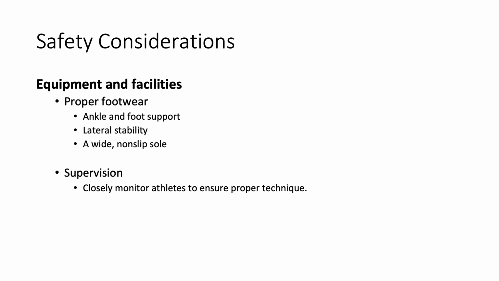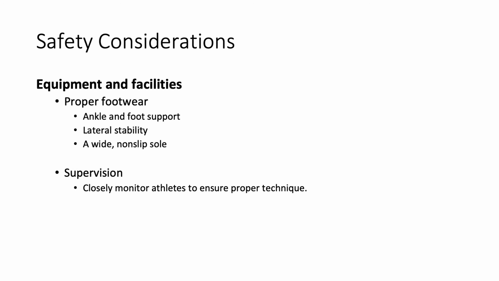Proper footwear is also important when performing plyometric exercise. Athletes should wear shoes with good ankle and foot support, good lateral stability, and a wide, non-slip sole. Shoes with a narrow sole and poor upper support, such as running shoes, may cause ankle problems, especially with lateral movements. Also, shoes with insufficient foot support may lead to arch or lower leg injuries or both, while footwear without enough cushioning might lead to damage of more proximal joints such as the knees or hips.